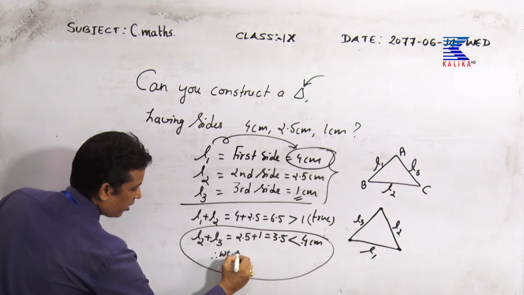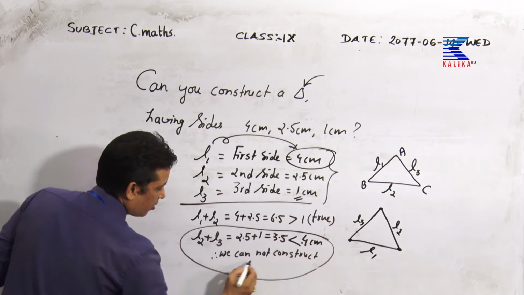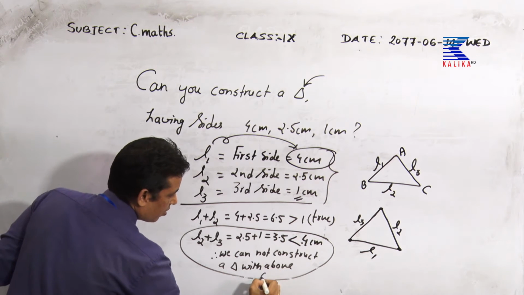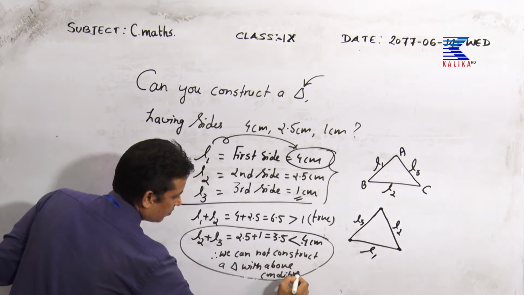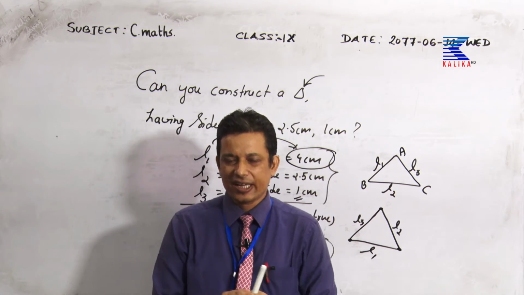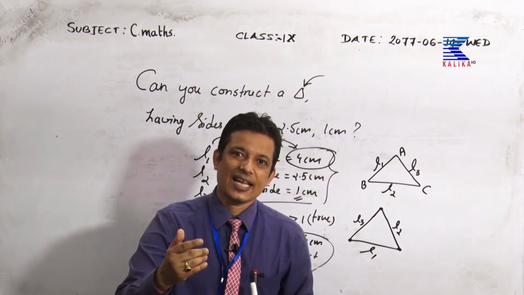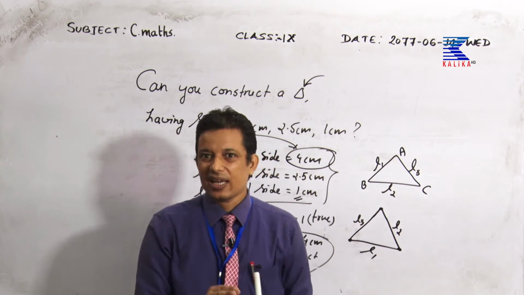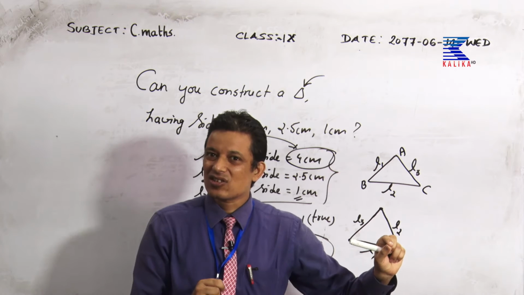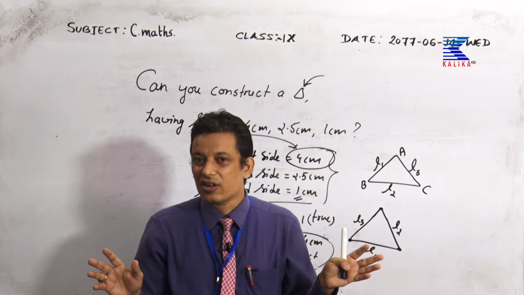Therefore, we cannot construct a triangle with the above condition. So, this is the fact, dear student. To construct a triangle, the sum of length of any 2 sides should be greater than the third side. You take any 2 sides, find their sum. If it is greater than the third side, you can construct a triangle. If it is not greater than the third side, you cannot construct a triangle.